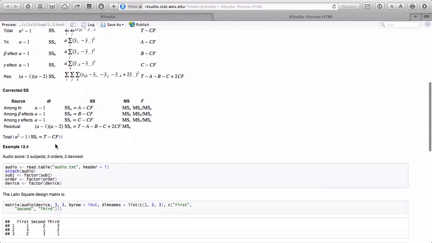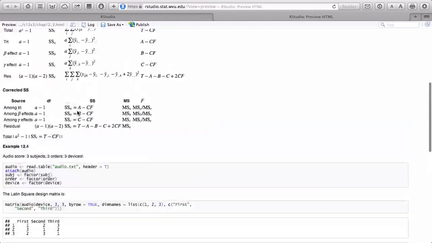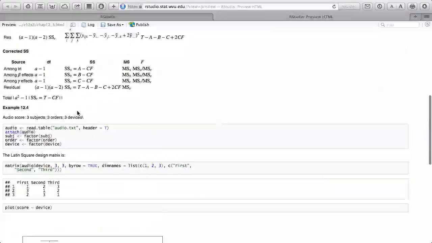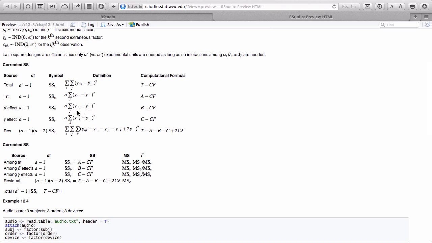So at any rate, we're going to test everything again by the error term. I don't have the expected mean squares here, but the expected mean squares, everything is tested by the bottom residual term.